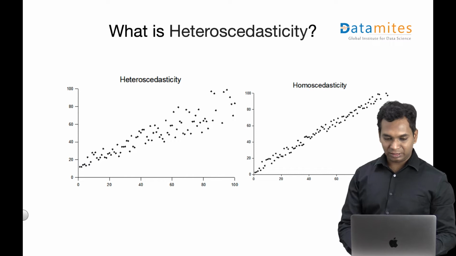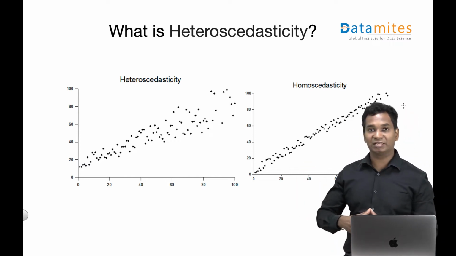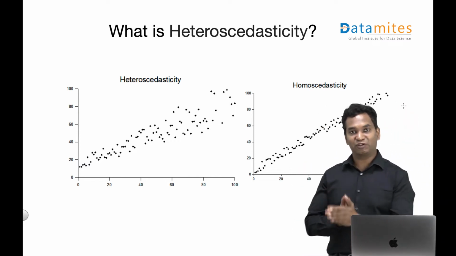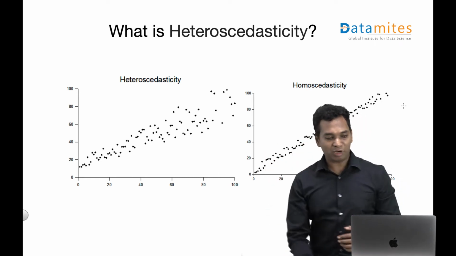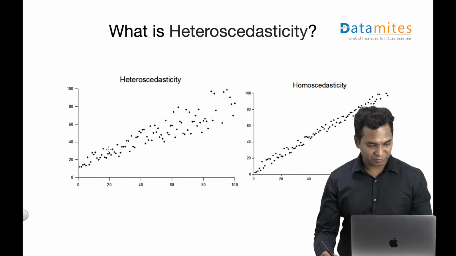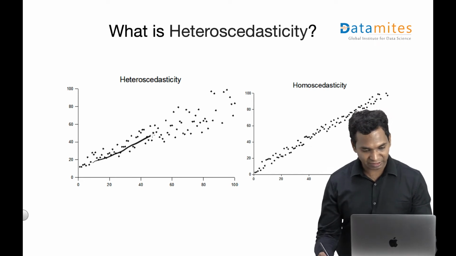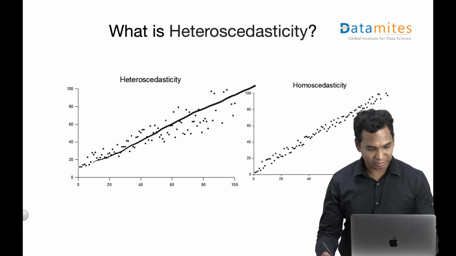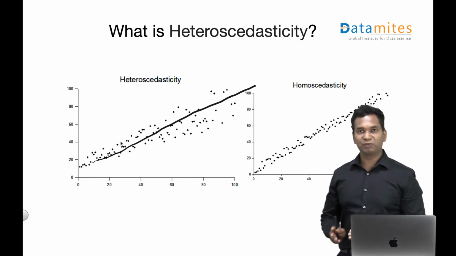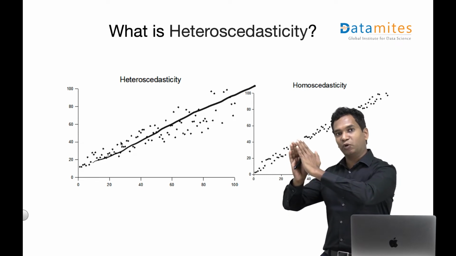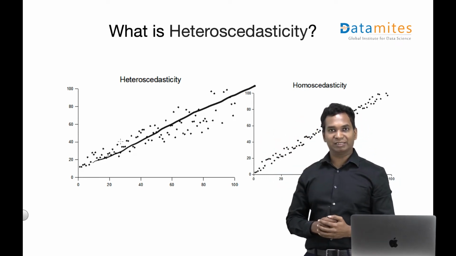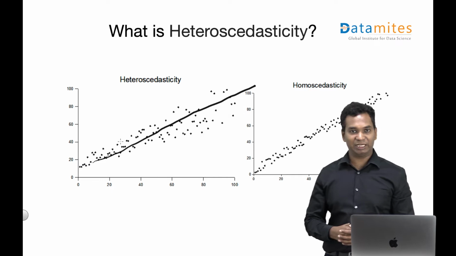As you can see, the first picture shows the data has very high heteroscedasticity, which means that it's actually diverging. Now, if you draw a best fit line, you can see that as the values of these variables go higher, the data is going away from the best fit line, or the regression line.